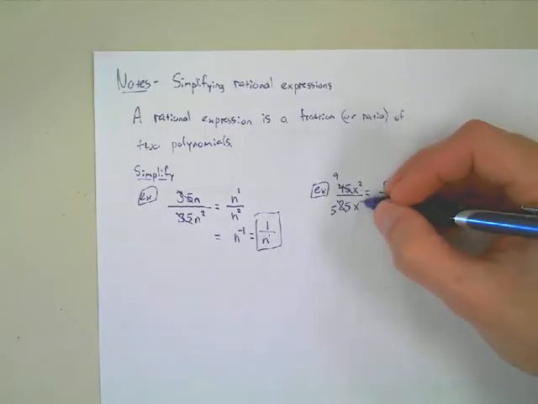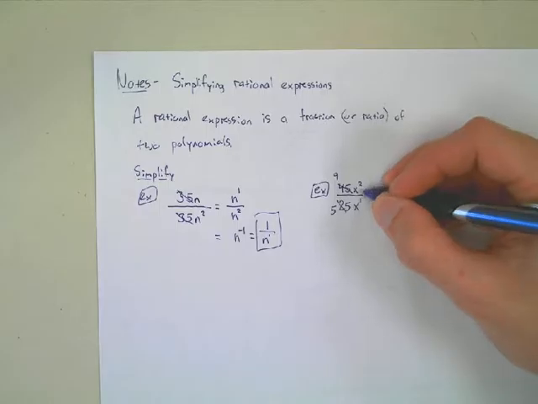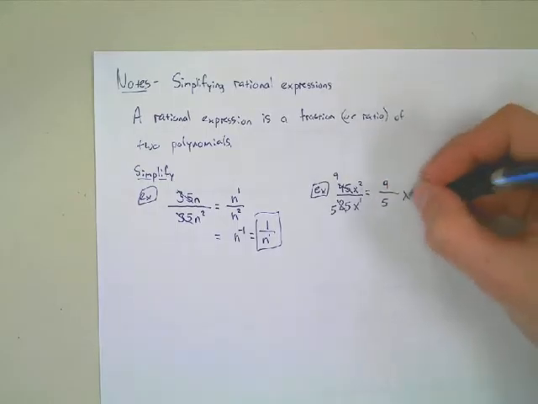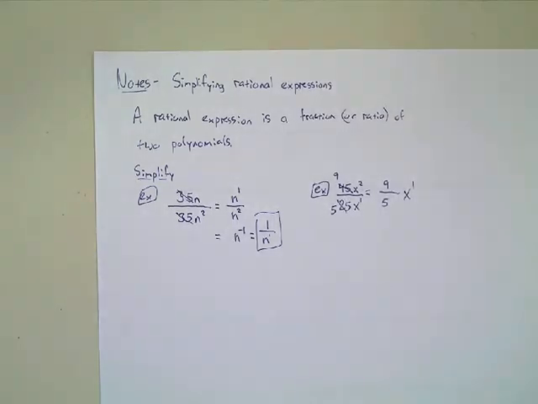This is x to the what, by the way, Addie? 1. And so x squared divided by x to the 1, what's it going to leave us with? X to the 1. That's right. I'm going to put that out here to the side. X to the 1. Okay.